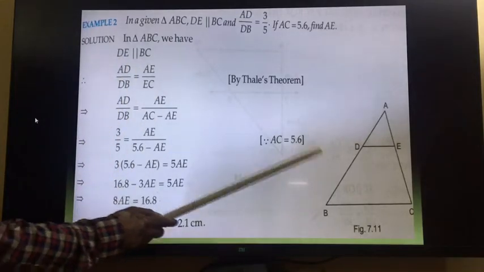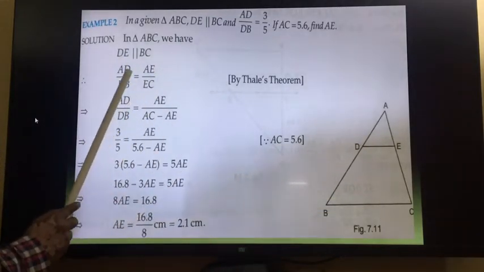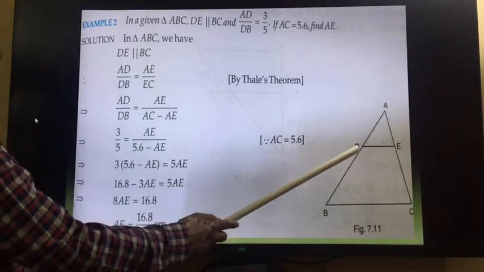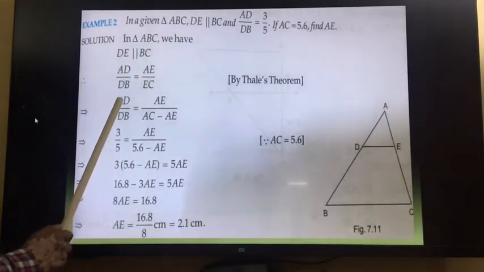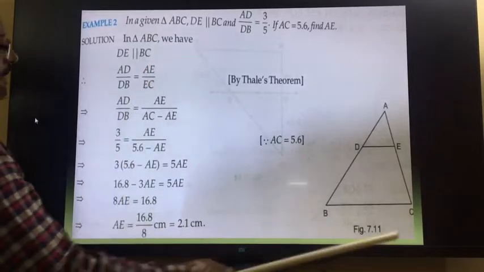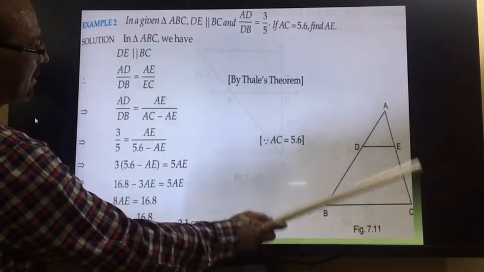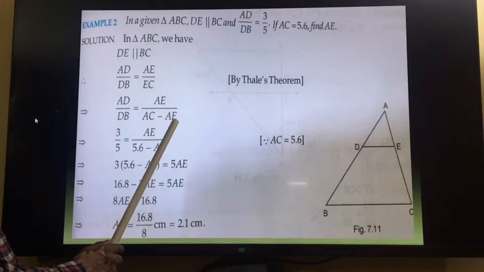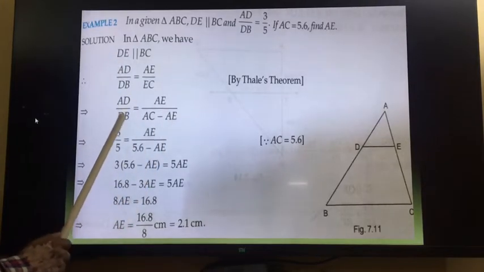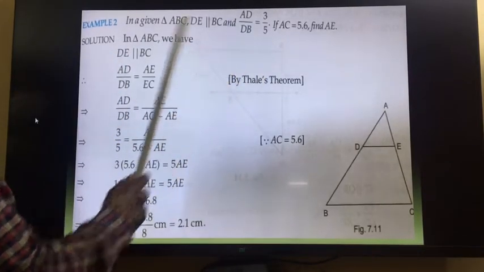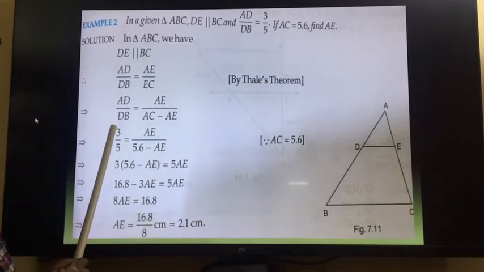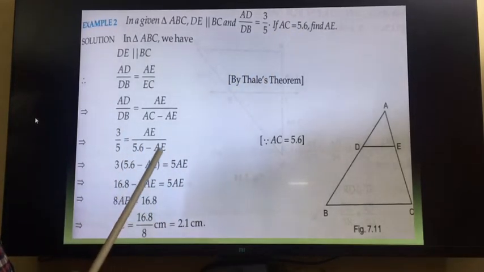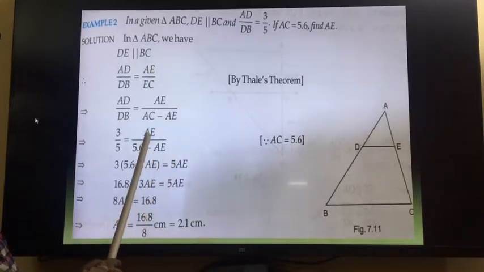So if DE line is parallel to BC, then by Thales theorem we can write AD upon DB is equal to AE upon EC. EC we can write AC minus AE. Now you can put the value: AD upon DB is equal to 3 by 5, AE upon AC, 5.6 minus AE. Cross multiply. So 3 into 5.6 minus AE is equal to 5 AE.